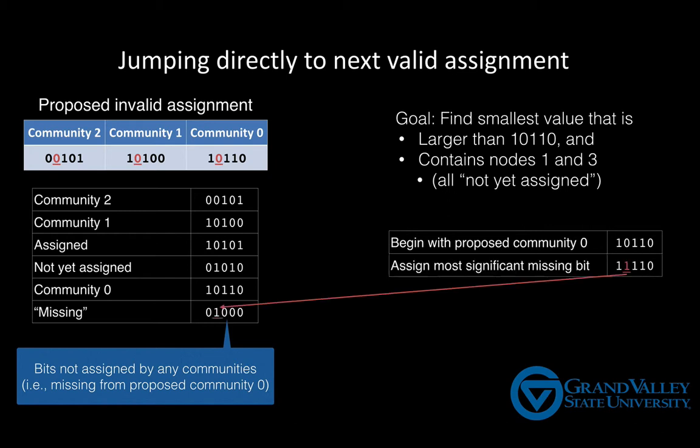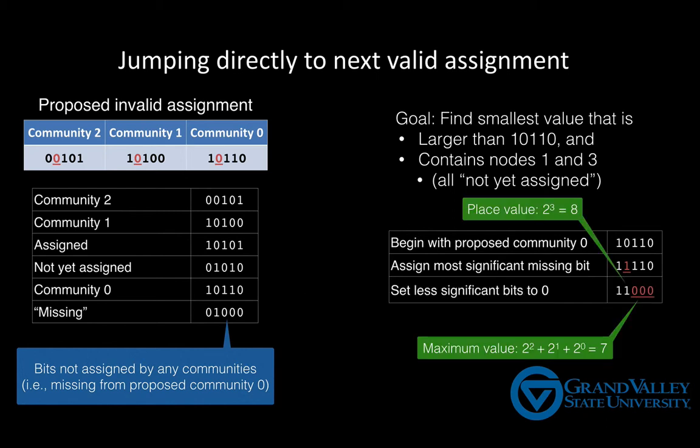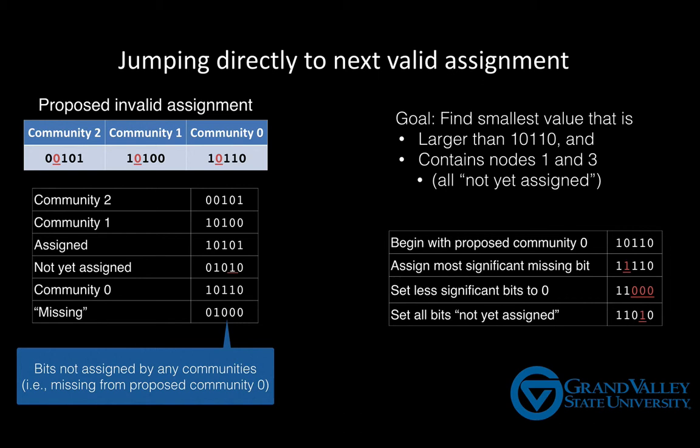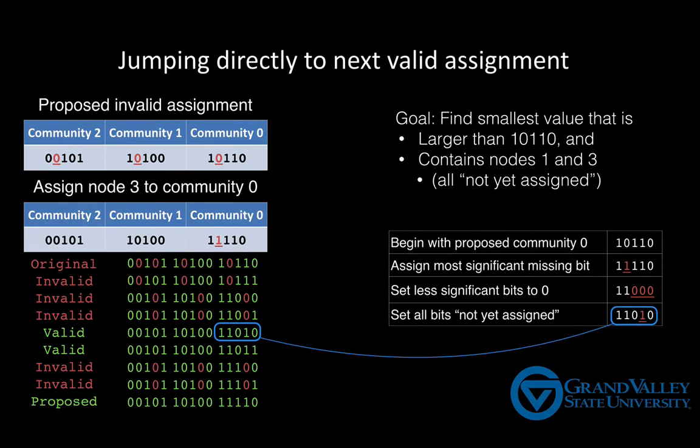In particular, we'll change the bit for the most significant missing community from a 0 to a 1. As we've seen, this can potentially skip over some of the valid assignments. But changing this value allows us to change some of the 1s to 0s. In particular, we can change all of the bits to the right from 1 to 0 without going below our lower bound. We now have the smallest value for community 0 that has bit 3 set and is above the lower bound. Setting the remaining bits not yet assigned produces the desired result. The smallest value greater than 10110 that also has bits 1 and 3 set.